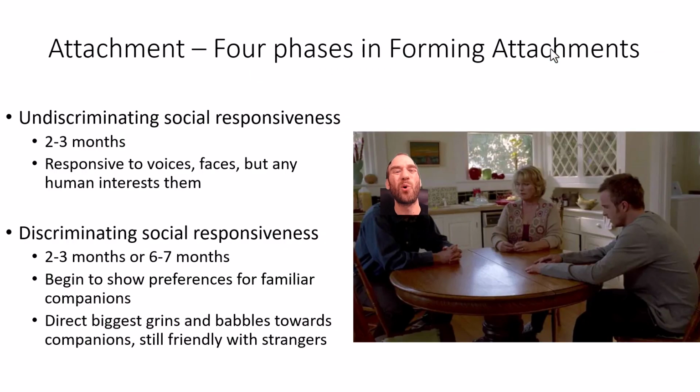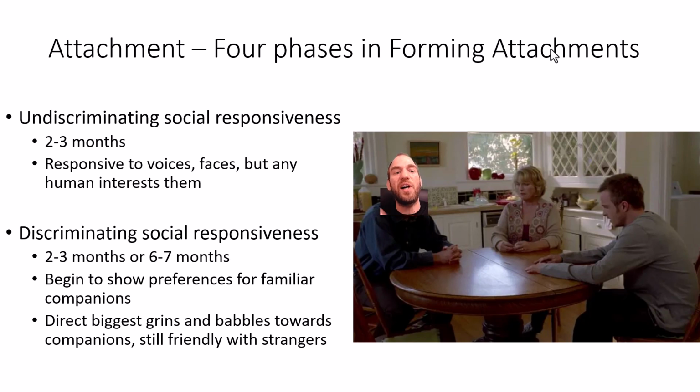There are thought to be 4 phases of attachment. The first, undiscriminating social responsiveness, about 2 to 3 months. Young infants are responsive to voices and faces, with any human interest them. Next, discriminating social responsiveness. This begins to emerge around the 2 to 3 month mark and continues to the 6 to 7 month mark. Infants begin to show preferences for familiar companions, direct their biggest grins and babbles towards companions, and are still friendly with strangers.